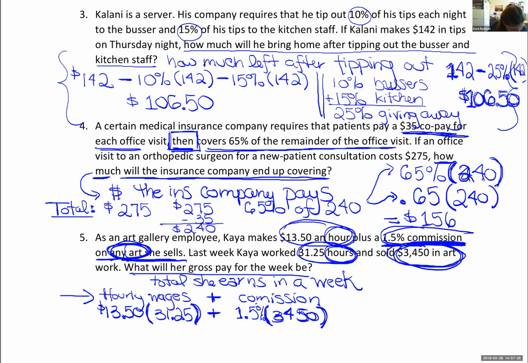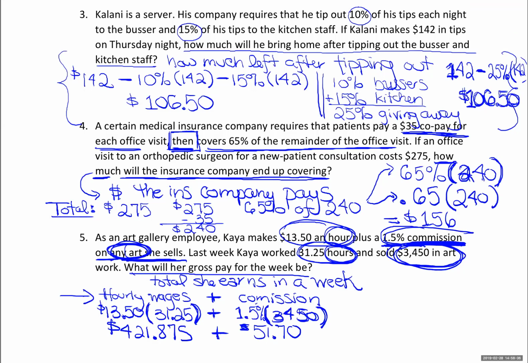I'll do the left-hand side first. Her hourly wage is $13.50 times 31.25. And if you wanted to type the entire expression into your calculator, you sure could. I'm just doing it for the students who usually do it one step at a time. And her 1.5%, don't forget the percent sign or you're not finding what you think you're finding, of 3,450 is only $51.75. Okay, now I'm going to add those two numbers together.